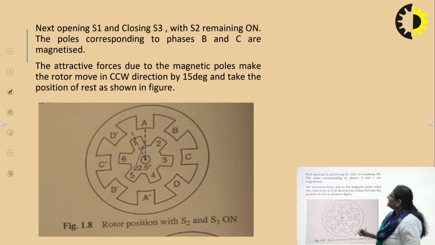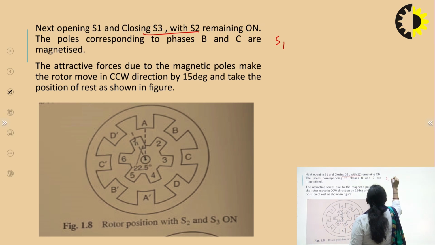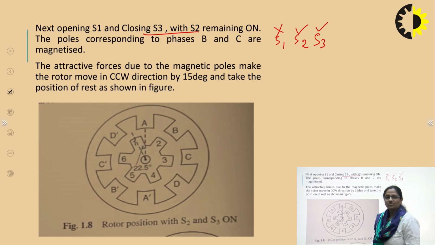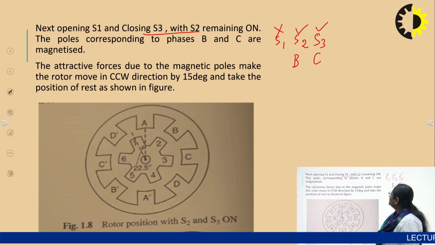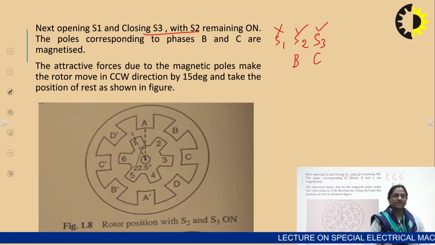Now opening switch S1 and closing switch S3. When switches S1 and S2 were closed, S1 is opened now, S2 is still closed, and along with S2 we are closing the switch S3, right? With S2 phase B was energized, and with S3 phase C will get energized. So right now, under this condition, the two phases which are energized and developing their magnetic field are phase B and phase C.